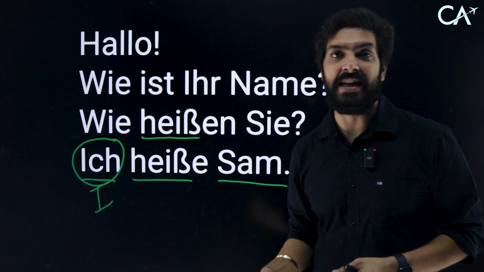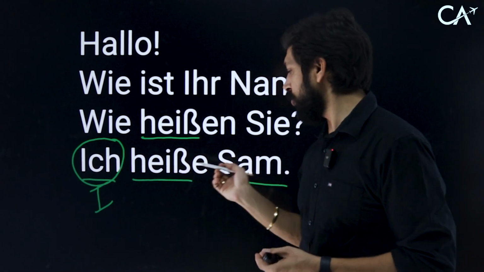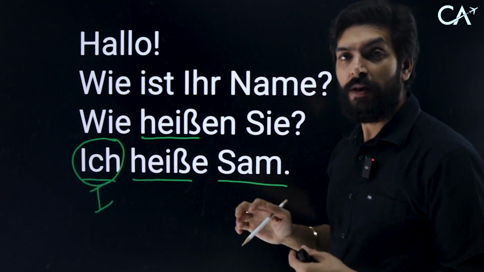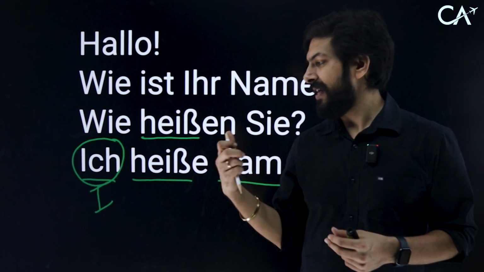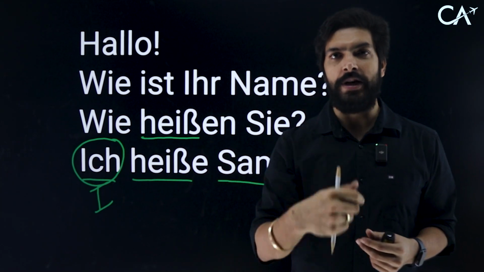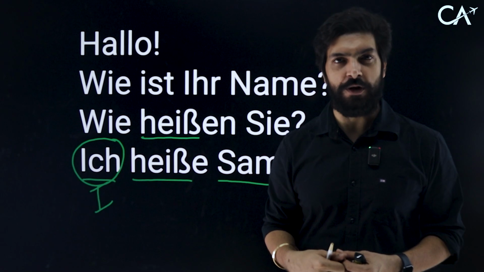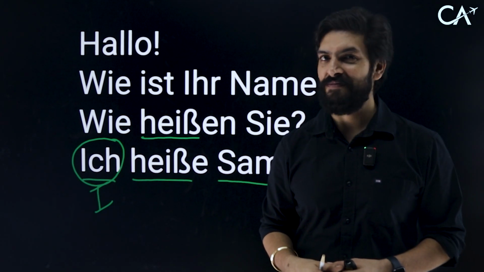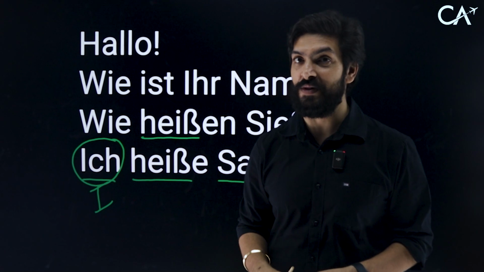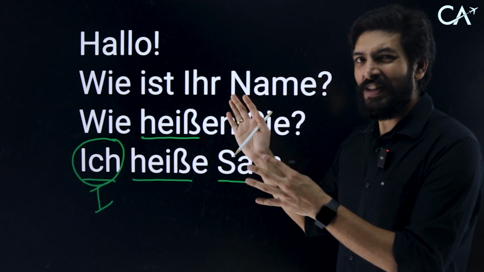Ich heiße. And your name then. So do one thing. Say out your name with the phrase Ich heiße and your name. Do it with me. Ich heiße and your name. Right, you must have felt good, right? You're speaking German, it feels good, right?